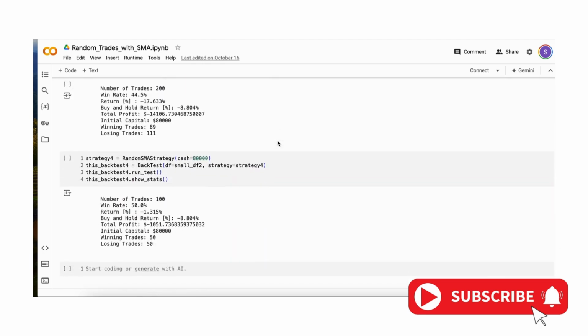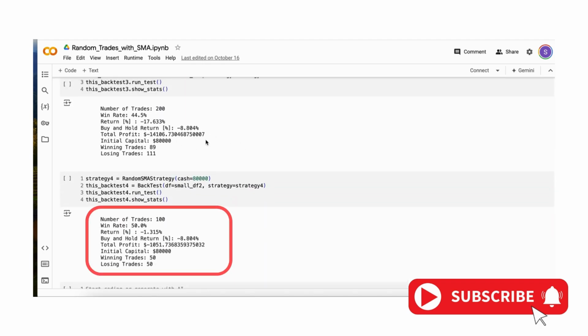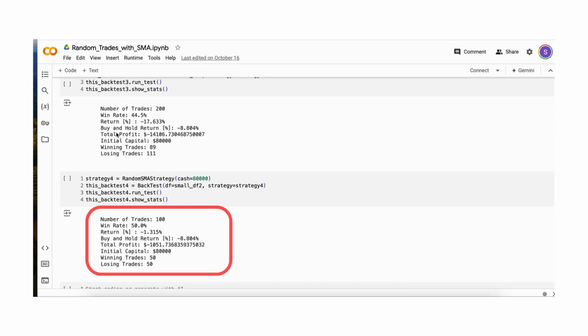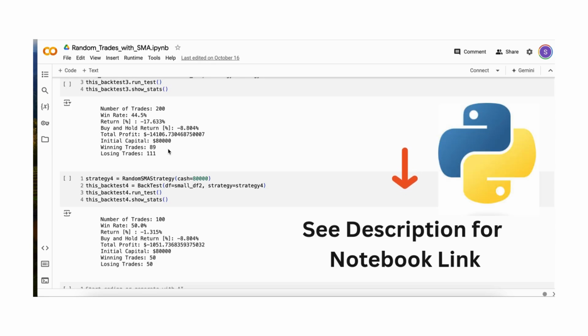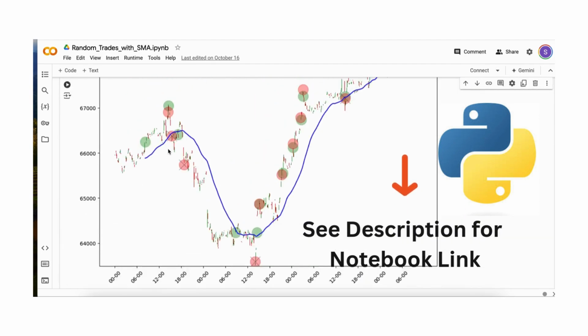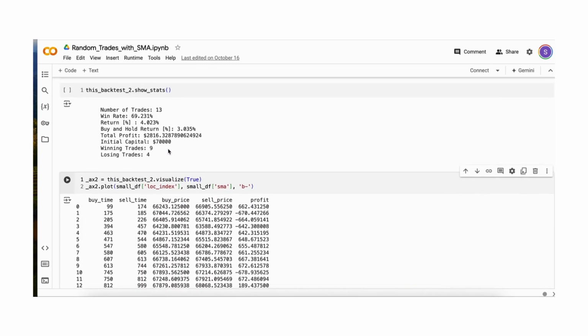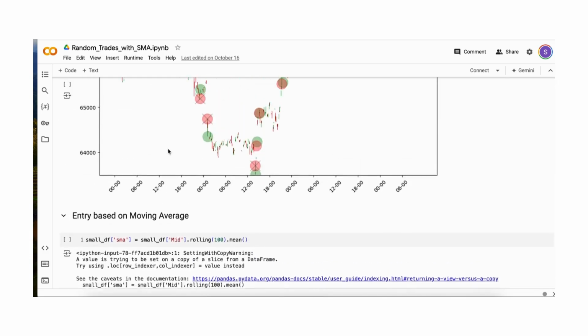We're going to compare the returns of this trading strategy to the buy and hold strategy and also to trading randomly. And we will show the Python code. As always, the download link of this notebook is in the description. And we will learn how to make this strategy work and what the pitfalls of this strategy are.